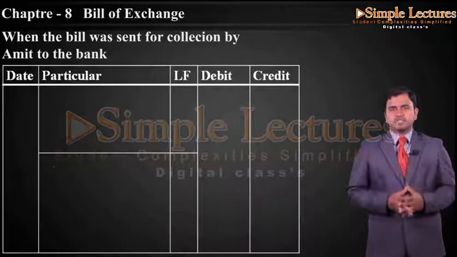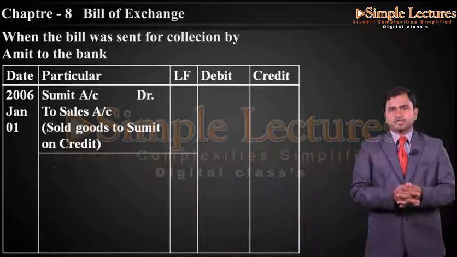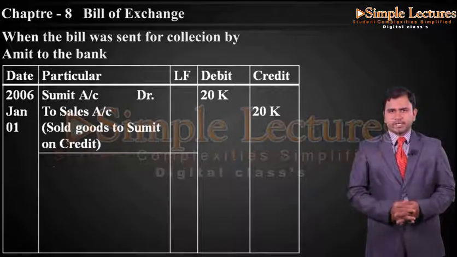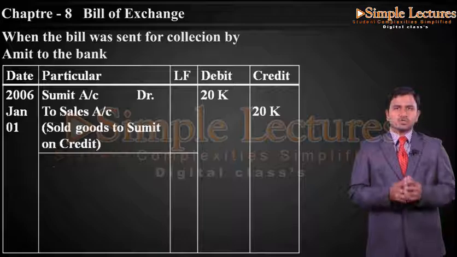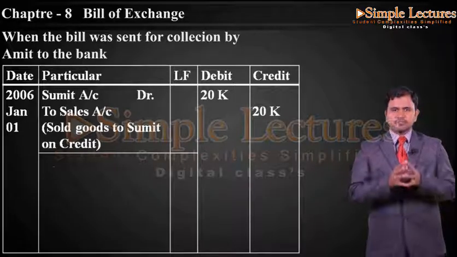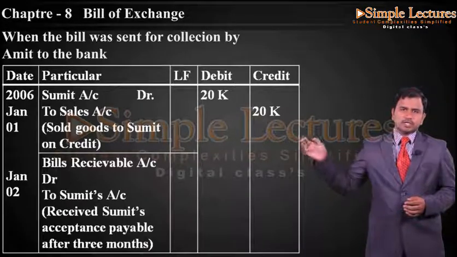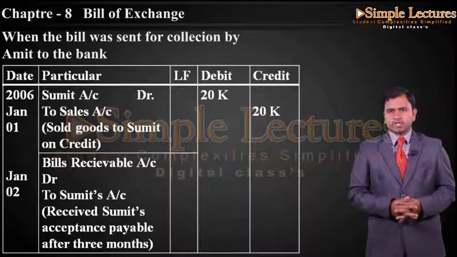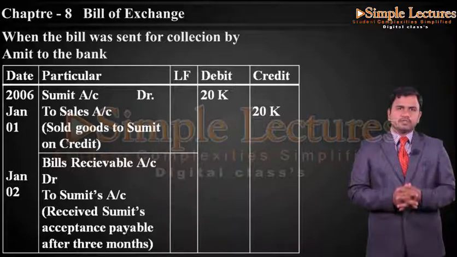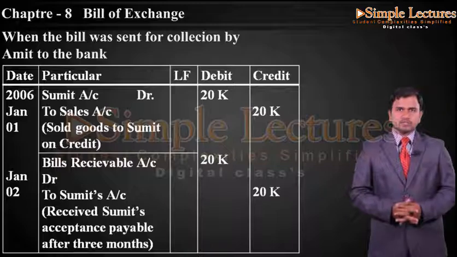So the first entry will be on 1st Jan 2006, Sumit account debtor to sales account, 20,000 debit and 20,000 credit. Narration: being goods sold on credit to Sumit. And the second entry is for the acceptance, where again the date remains the same, and the entry will be bills receivable account debtor to Sumit account, and the narration will be Sumit's acceptance received for bill payable after 3 months, 20,000 debit and 20,000 credit.